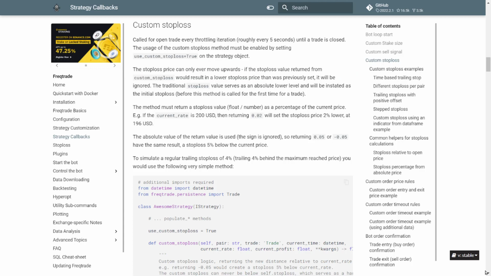And the default initial percentage-based stop loss acts like the lowest boundary for a trade, as you can read over here. And over here you can see that the stop loss value is a percentage of the current price and not an absolute price value based on the open value of the trade. And it does not matter if there's a positive or negative floating number, it will always be calculated as a positive percentage against the current price.